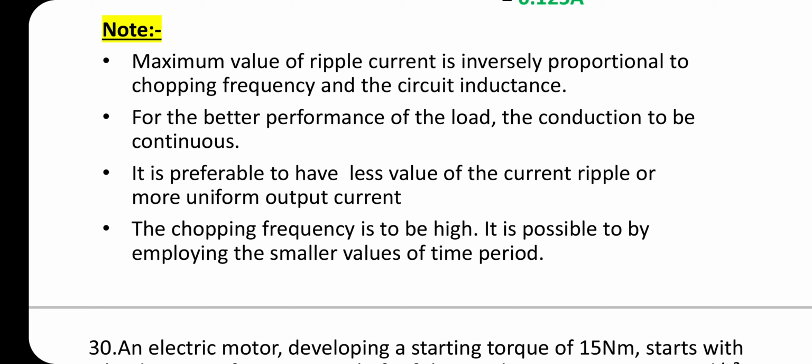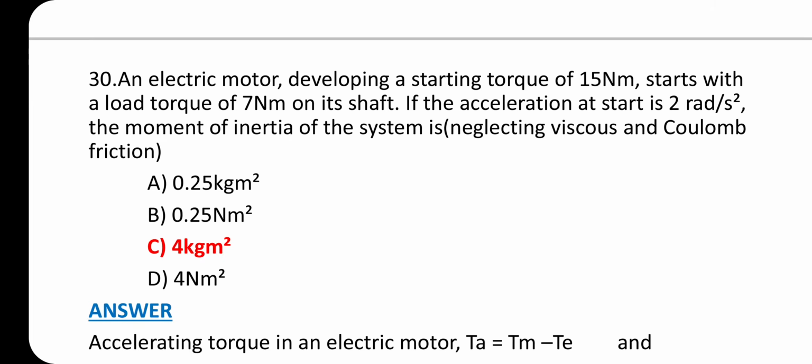Note: the maximum value of ripple current is inversely proportional to chopping frequency and the circuit impedance. For better performance of the load, the conduction is to be continuous. It is preferable to have a smaller current ripple or more uniform output current. The chopping frequency is to be high. This is possible by employing smaller values of time period.